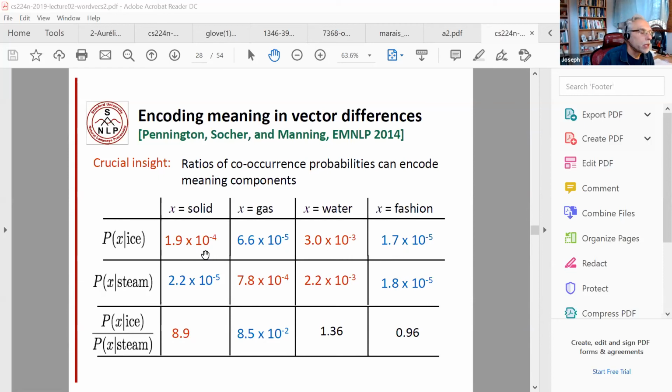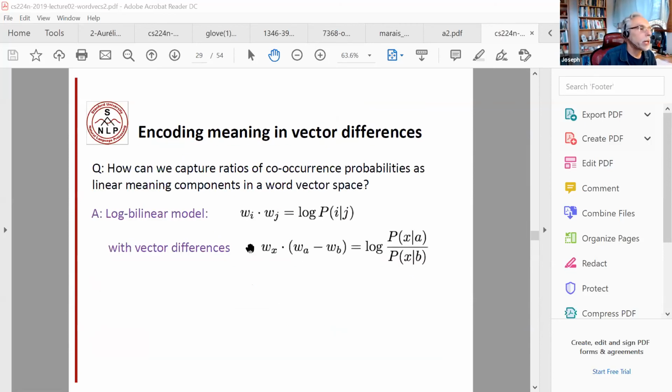Okay, anyway, back to this. So here's the real numbers, and that's the numbers they get. Encoding meaning. When they talk about a bilinear model, they mean that the context window is both in front of and behind the word. That's what they mean by a bilinear model.